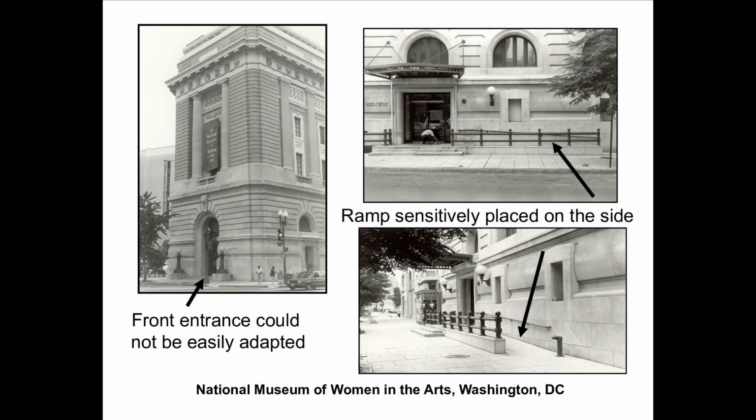In this example, the front entrance could not be easily adapted, so a ramp sensitively placed on the side was utilized.